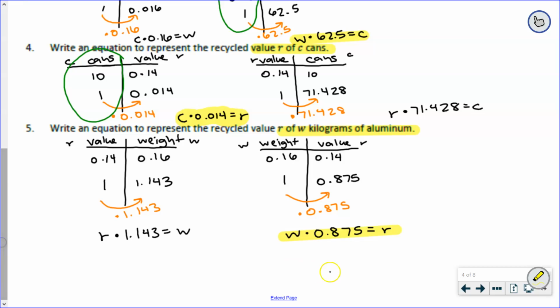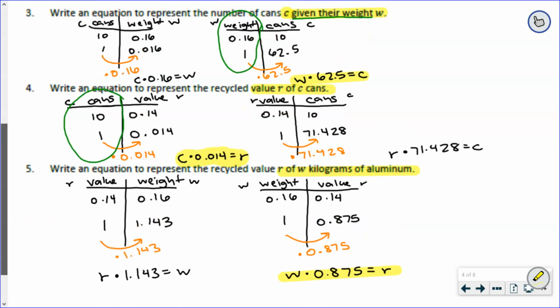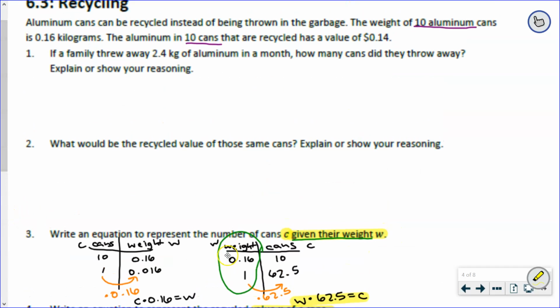And we can also then write the relationship for the value of the cans, the money that we're going to get for recycling them, and the weight. So again, 2 equations for that 3rd relationship. Now we're ready to go back and actually answer these questions.